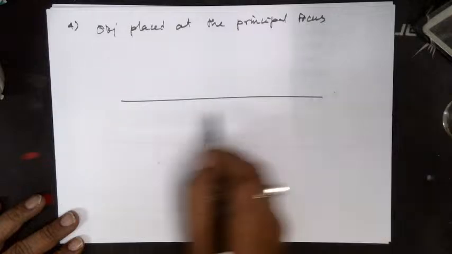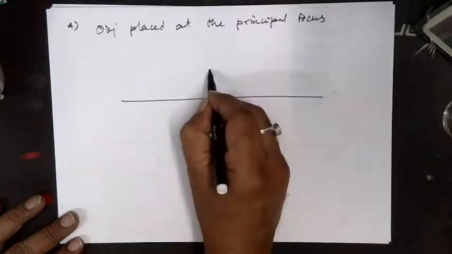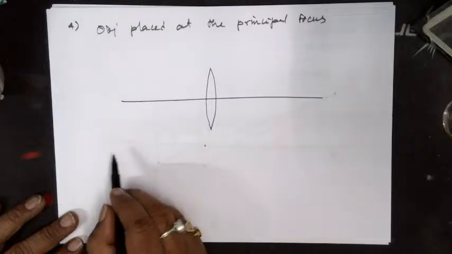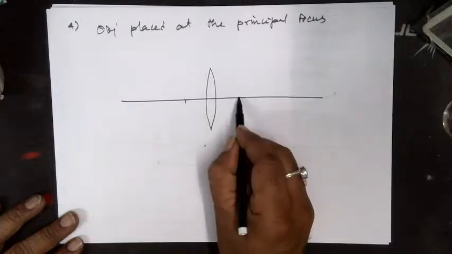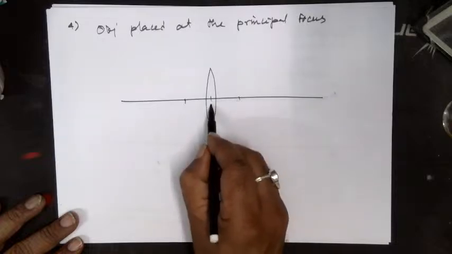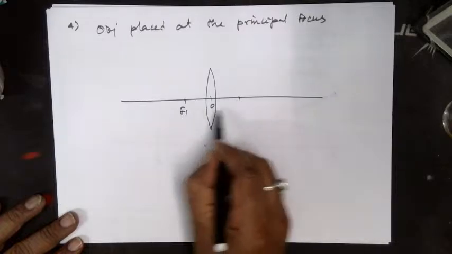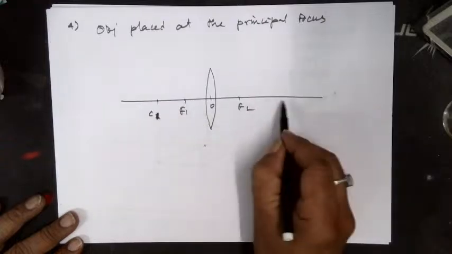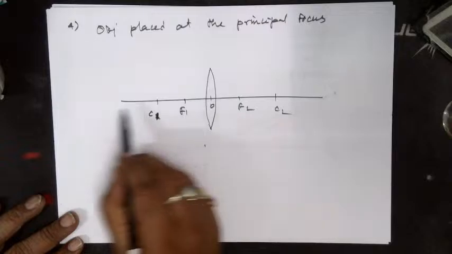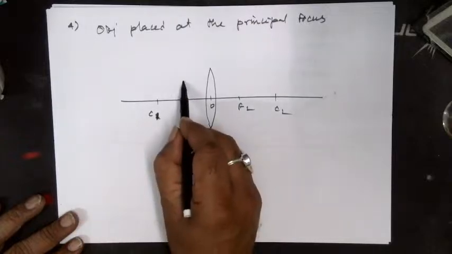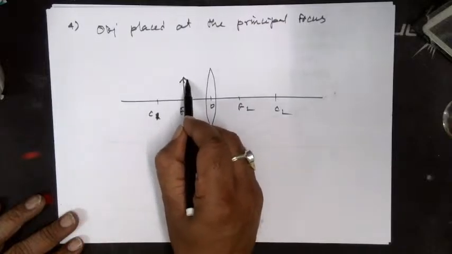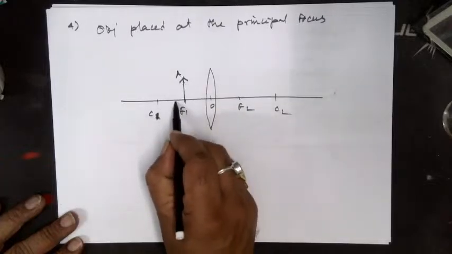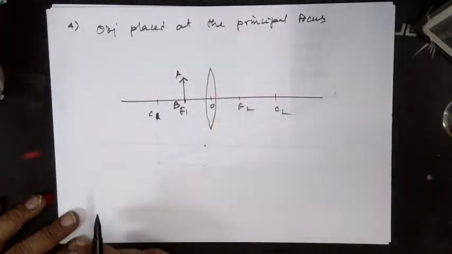Now let us draw the same principal axis and the same concave lens. Then you have F1, F2, O, and twice C1. This is C2. So we are placing the object at F. This is A, B, that is placed at F.